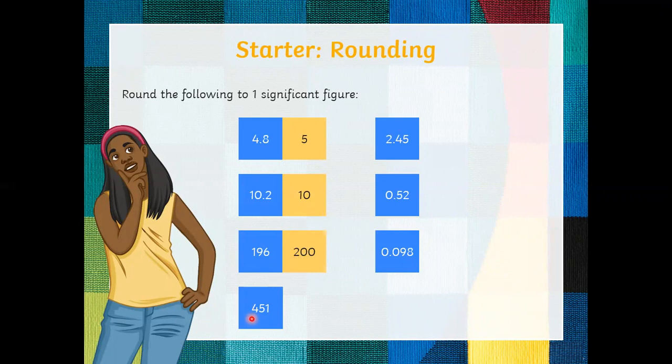451 to one significant figure, 500. 2.45 to one significant figure will become 2, and 0.52 to one significant figure will become 0.5. Now this one's slightly more complicated, 0.098 to one significant figure. So if you had to get one significant figure here, this would be rounded up, so it would become 0.1.